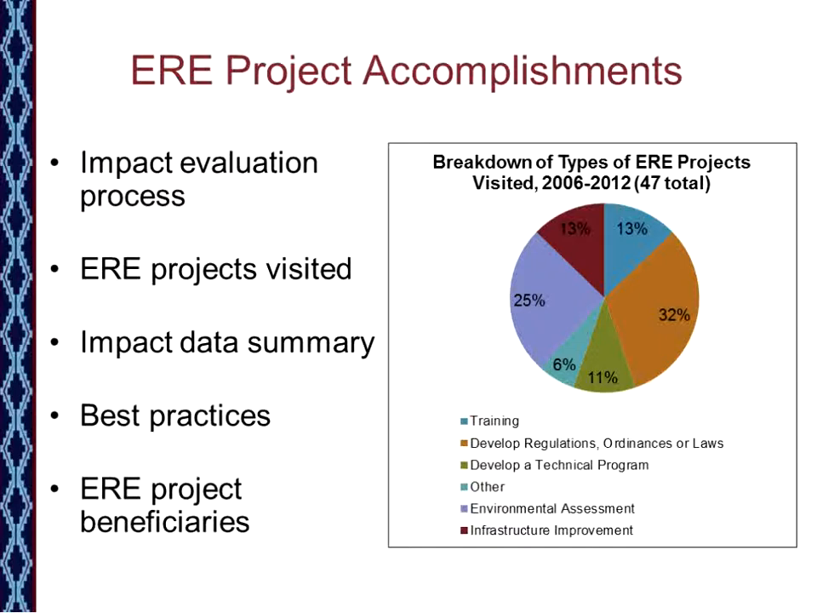Within the ERE funding program area, each project will identify a subcategory or focus, and that's what the chart here shows, a breakdown of the subcategories for all ERE projects we've visited. So you can see the general categories of environmental work that these projects do, and also a snapshot of the types of environmental projects that ANA funds. Most ERE projects that we visited were focused on developing regulations, ordinances, or laws, and the next largest category was environmental assessment.